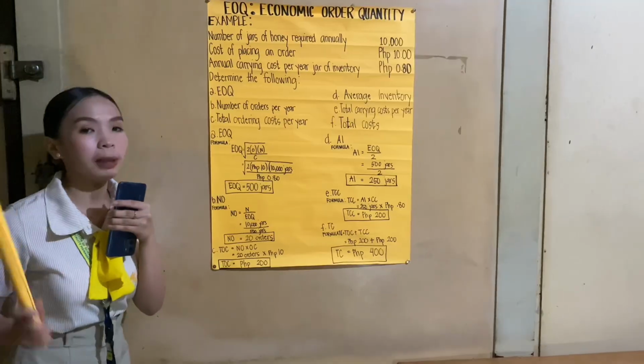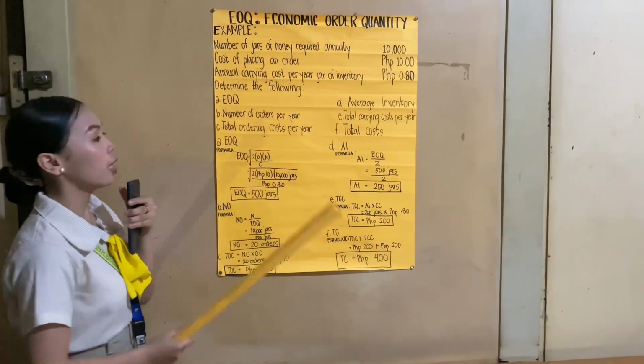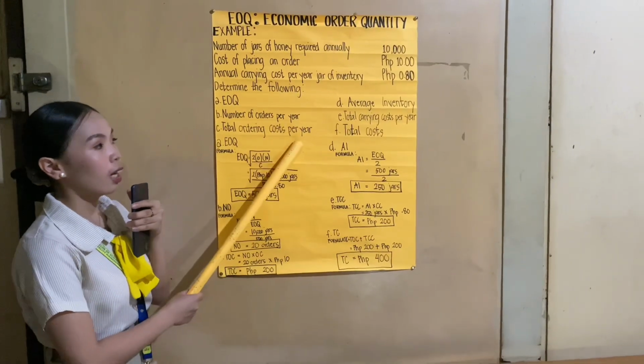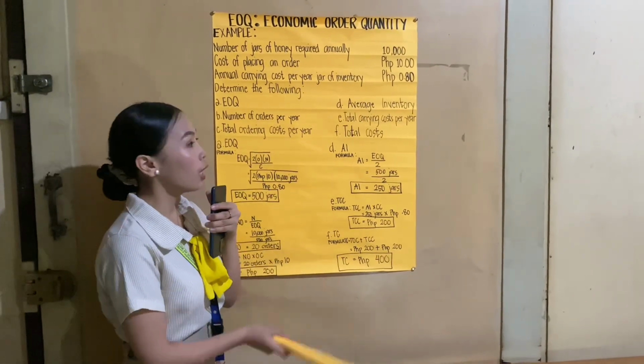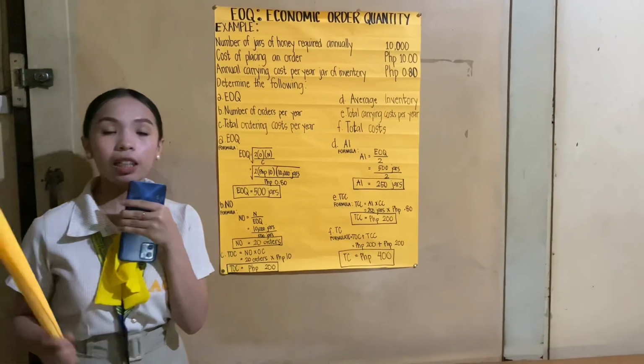So, we have to determine the following. First is the EOQ. The second will be the number of orders per year. The next will be the total ordering cost per year. And fourth is the average inventory. And then fifth is the total carrying cost per year. And then the last is the total cost. So now, let us first solve the EOQ.